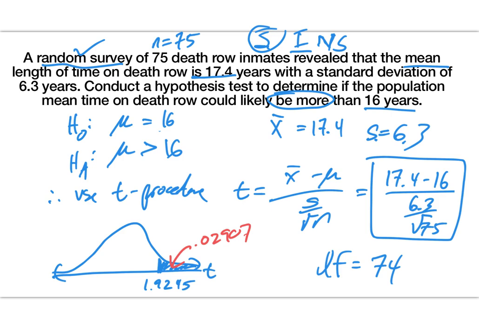There is sufficient evidence to show that the average length of time on death row is more than 16 years because our results should have only happened 2.9% of the time if the null was true. Since this is so uncommon, I am rejecting the null and accepting the alternative.